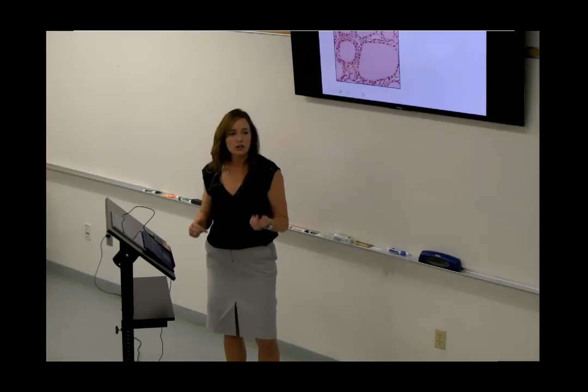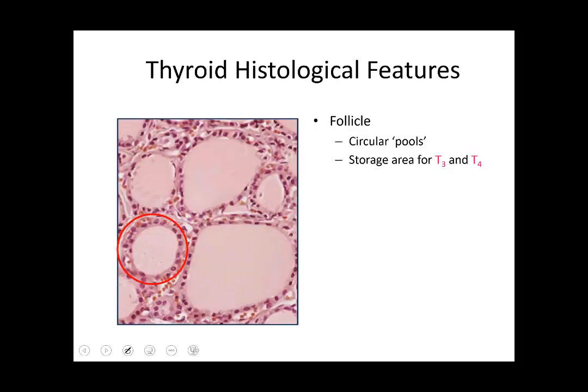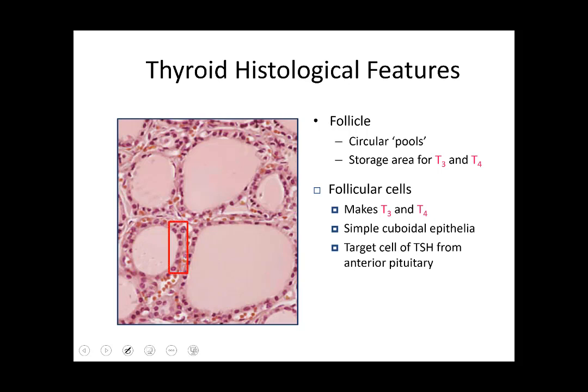The features you're going to need to identify when we get to the histology portion: just know that each circle is a follicle. It's a storage area where it's dumping this T3, pre-T4 precursor. And then we've got follicular cells. Follicular cells are the simple cuboidal epithelial cells that actually make up the follicle.